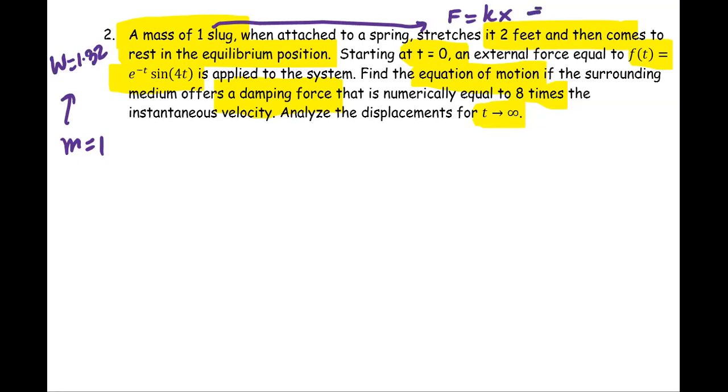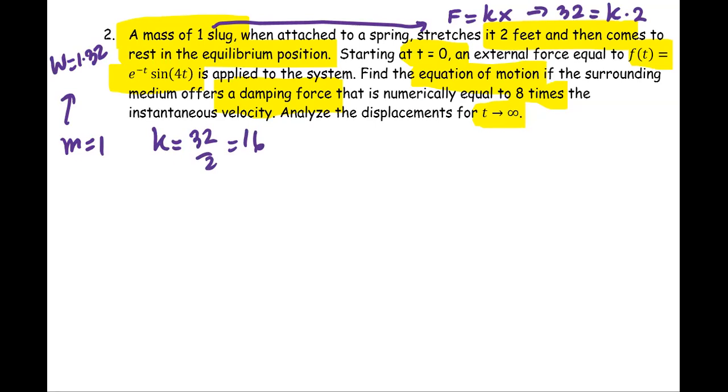Okay. So 32 equals k times 2. That means we get k equals 32 over 2, which is 16. Okay, 32 divided by 2 is 16. The unit is here and there, so you have to think about the appropriate unit for the appropriate quantity.